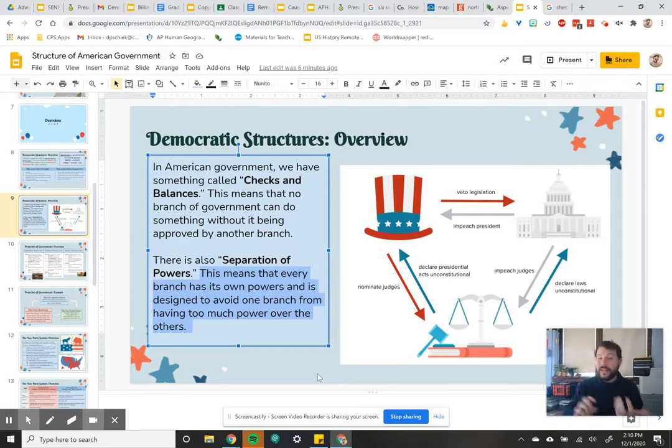The legislative branch isn't able to do what the judicial branch does, and vice versa. The executive branch isn't allowed to do what the legislative branch does. We separate their powers and separate what they're able to do. So we go back to this point, avoiding one branch from having too much power.